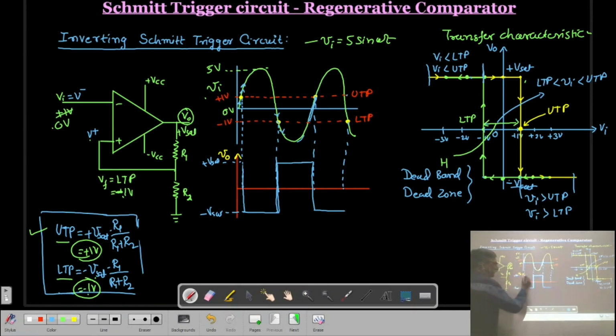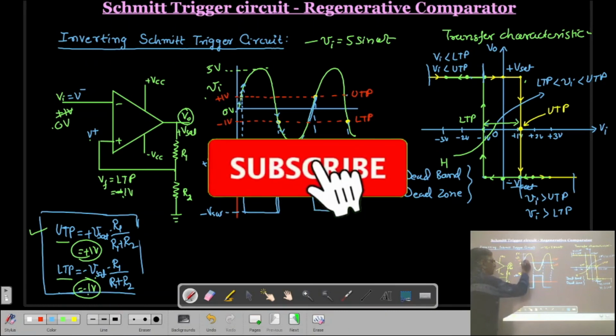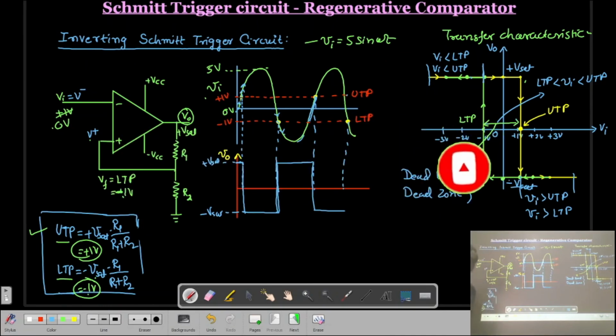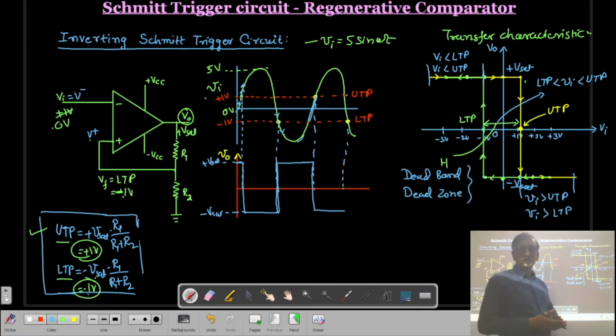Okay, so here we have seen the output changing from plus V saturation to minus V saturation. It means definitely here the output of the operational amplifier between 0 and 1 volt will be in plus V saturation. So in this way the sine wave is converted into a square wave. Now in the next session we will discuss a few examples and we will also discuss a Schmitt trigger circuit with a different LTP and UTP.